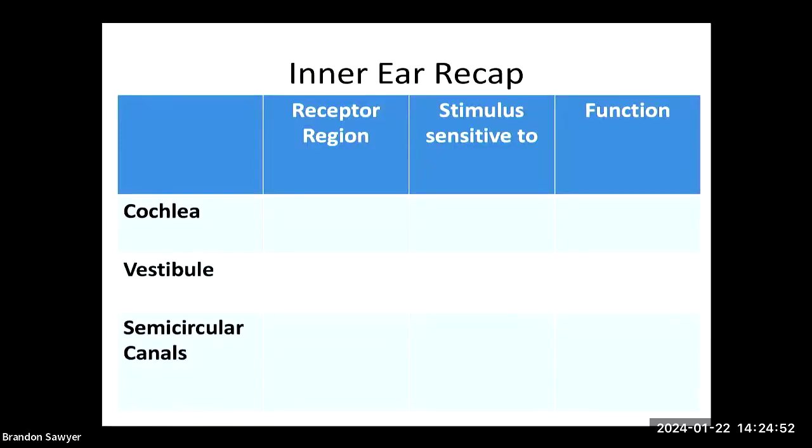All right. So hopefully we're able to fill this in. The one thing I'll help you with is just to make sure what is the receptor region of each of these, right? So we have the organ of Corti here. In the vestibule, where we were just talking about, are called the macula, right? And we have the utricle and the saccule. And then the semicircular canals, those hair cells are found in the cupula.